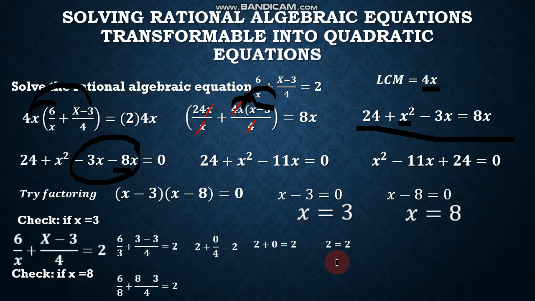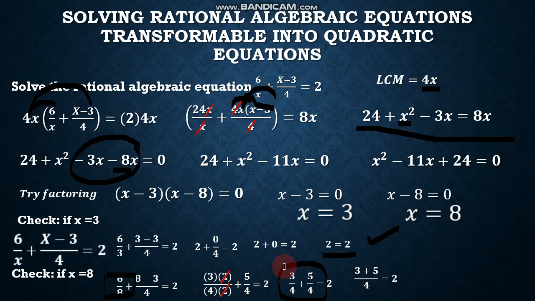So 2 plus 0 is equal to 2, and then 2 is equal to 2. So check. Do the same on the right side. 6 divided by 8 plus (8 minus 3) over 4 equals 2. And then simplify these fractions. So by getting the factors 3 times 2 and 4 times 2. Cancel 2. What is left is 3 over 4 plus 5 over 4 equals 2. Then since the denominators are the same, just copy 4 and then add the numerators. 3 plus 5 over 4 equals 2. We got 8 over 4 is equal to 2, and then we got 2 equals 2. So our solutions are correct. Thank you.